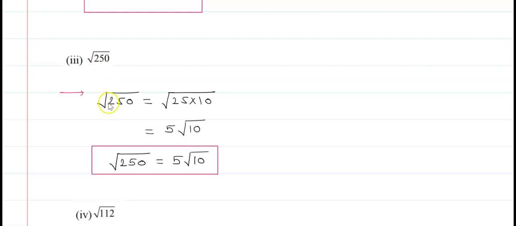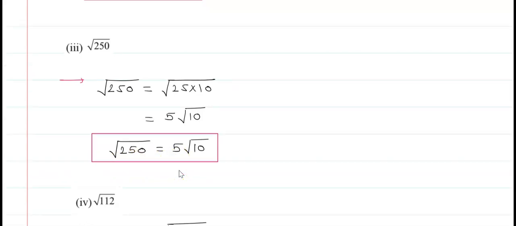Root of 250. Root of 250 again can be written as 25 into 10. Therefore, what is the square root of 25? It is 5 into root of 10. Always we express the number as the product of two numbers such that one is the square of some other number, and we can factorize it. This is the proper simplification, or expressed in the simplest form. Therefore, root of 250 is equal to 5 root of 10.